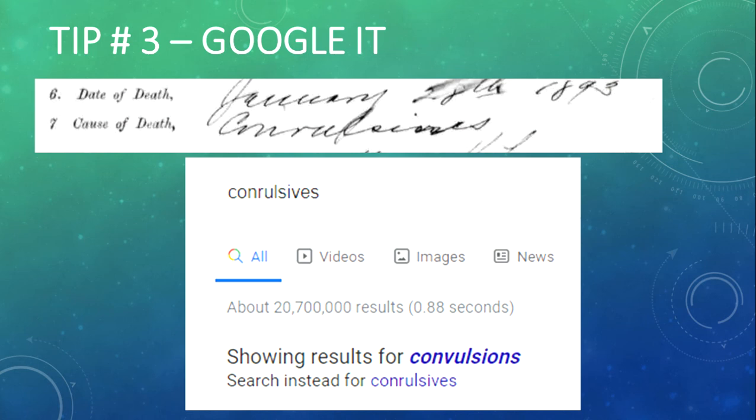So again, example here is when I first looked at this cause of death, I thought that the fourth letter was an R, or it could have been a V, but I wasn't quite sure. So in Google, I typed in conrucivis, which didn't make any sense when I typed it out, but we'll see. And Google very nicely provided me with a possible misspelling or correct spelling of the word. And so they gave me convulsions. And so when I looked back and saw that that R that I thought was there was actually a V, everything started to fall into place.